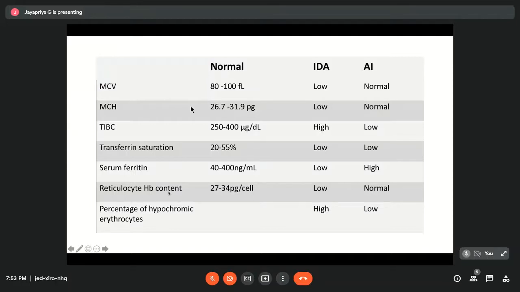Reticulocyte hemoglobin content. Now, this is the hemoglobin content in the reticulocytes. You know, the reticulocytes are the very young RBCs, so the hemoglobin content of these RBCs is reflective of a very recent iron status. In iron deficiency anemia, the hemoglobin content of reticulocytes will be very low, while it will be normal in anemia of inflammation. And also the percentage of hypochromic erythrocytes will be higher in iron deficiency anemia. Even in anemia of inflammation, hypochromic erythrocytes can be seen in long-standing infections, but the percentage will be lower.